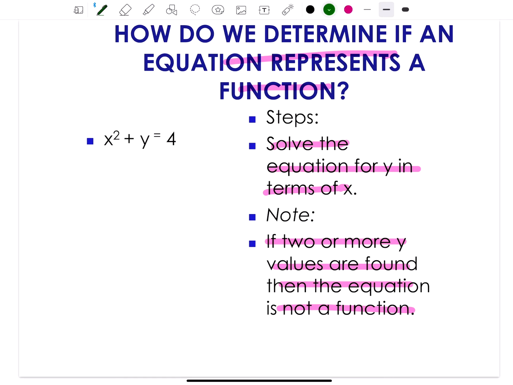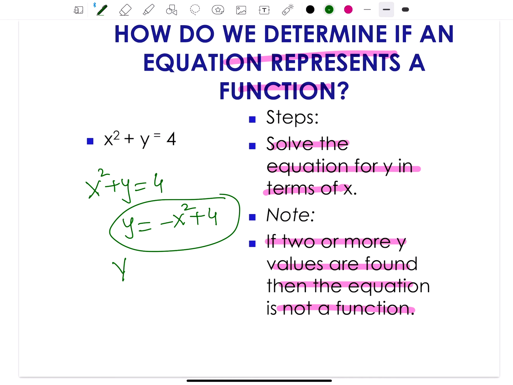So here's an example. If I solve for y, and my equation is x squared plus y equals 4, y can be written as -x squared plus 4. I did not end up with two different y's, so yes, it is a function, because each unique input will give me only one unique output. I will not have repeating input values here. One input value will not give me two different outputs.